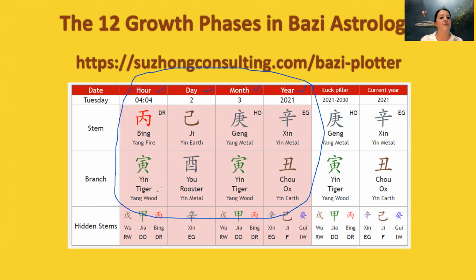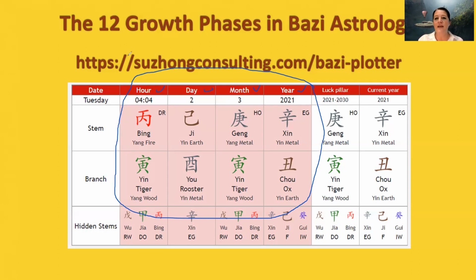Some have 2, some have 3, and in rare cases you just have 1. If it's all the same, that's also completely possible. So don't panic when you see that happening. But these are the reference points for the 12 growth phases.